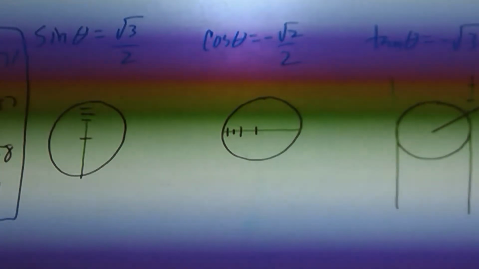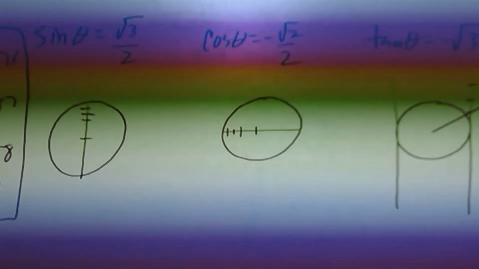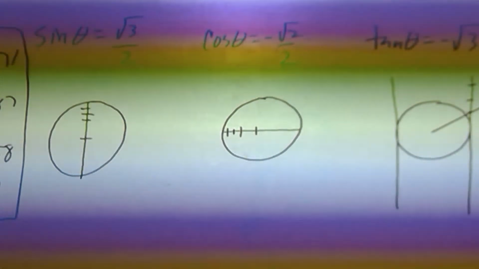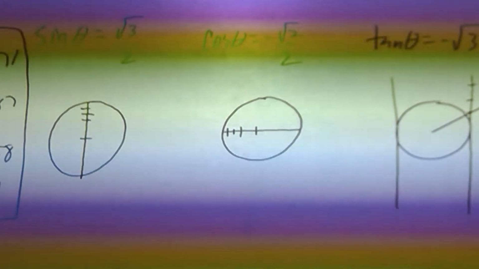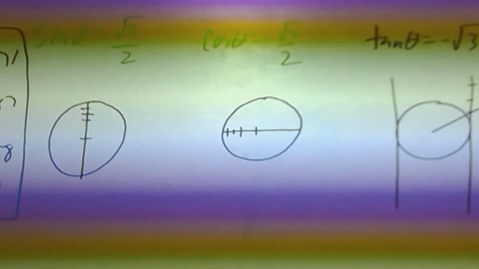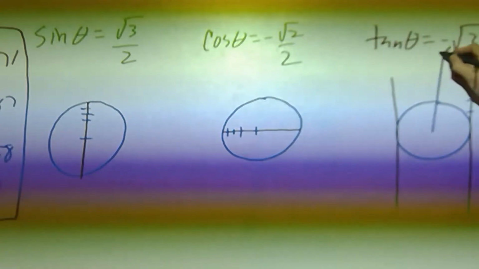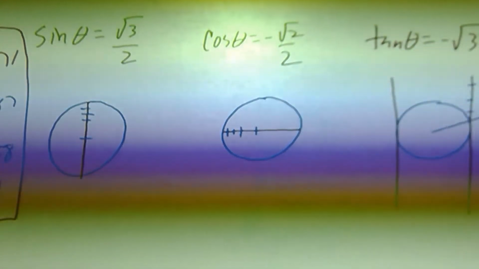Technically, SOHCAHTOA only works for right angles, for acute angles. So, SOHCAHTOA, it was great knowing you, but you were kind of restrictive, and we need to move on. Goodbye, SOHCAHTOA. Hello, unit circle-based definitions of sine, cosine, and tangent.